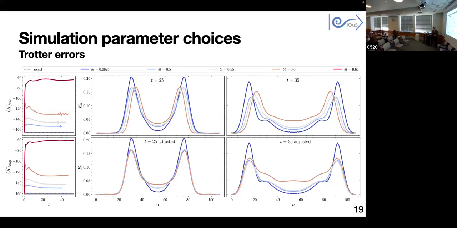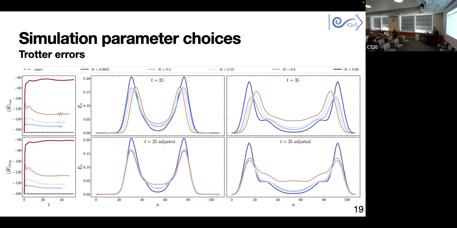So in the middle column, I have time equals 25, and on the right, I have time equals 35. These are just two times after the particles have already collided. And you can see that on the top row, the main feature is that the larger your Trotter step is, the slower the particles travel. And this is because the dispersion relation and the group velocity is modified because of the Trotterized Hamiltonian that you're evolving with. So we can adjust the positions of these peaks so that the peaks align.